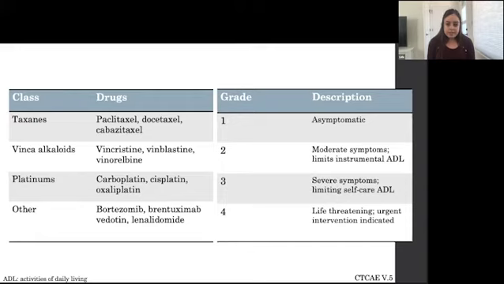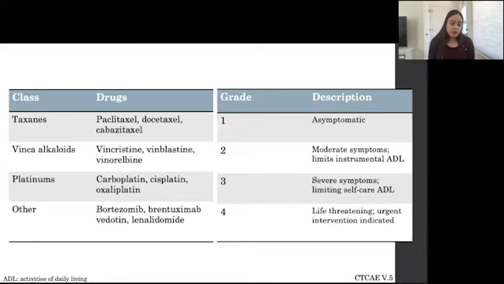On the right, I wanted to present to you the grading of the neuropathy, and this is based on the CTCAE criteria, which is the Common Terminology Criteria for Adverse Events. And this is specifically from the latest version 5. It's important to recognize the different stages of neuropathy because that will dictate what treatment and supportive care the patient needs, and of course what counseling they need next.